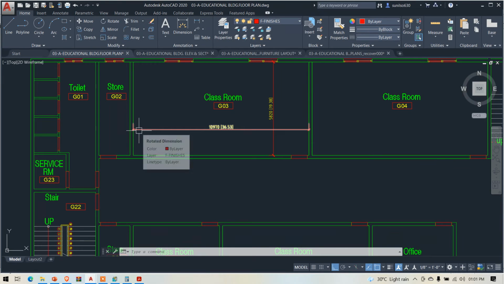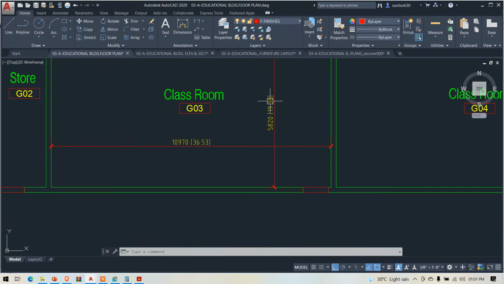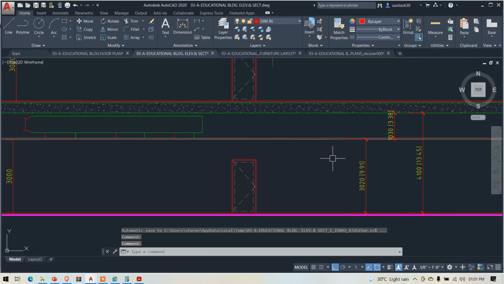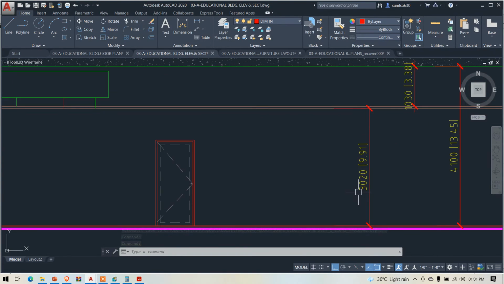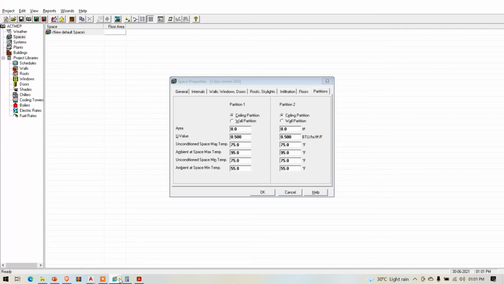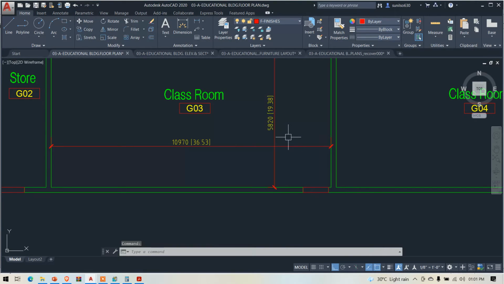First we have to calculate the partition area. For that we require a width, which is 19.38, and height we consider up to false ceiling level. Since it is a partition, it will go only up to the false ceiling, that is 10 feet height; 9.9 we can consider as 10. So 10 into 19.38 is 193.8.